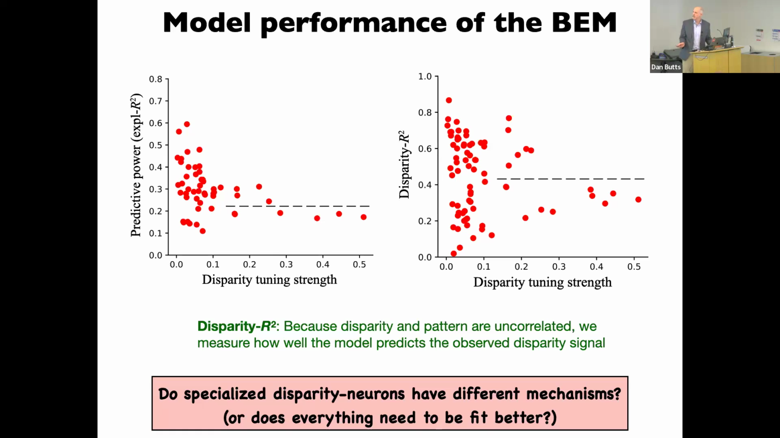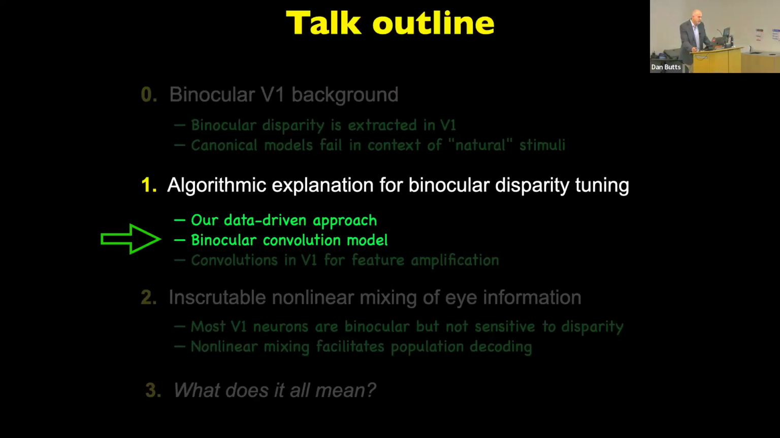And so this is now just revisiting the basic conundrum in a data-driven framework: do you need specialized mechanisms different than the binocular energy model? Or, if you just fit everything better with a more flexible model, would it use the same mechanisms and just fit? So that's what I want to address now with this new model, the binocular convolution model.